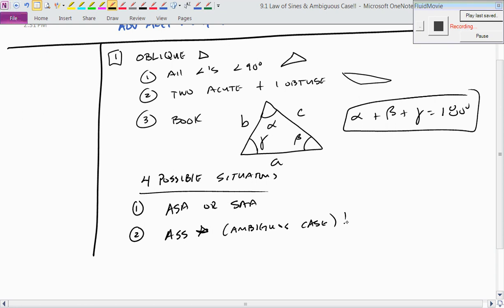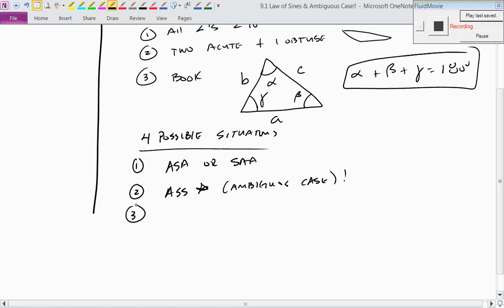Remember back in geometry how you could not use angle, side, side to prove two triangles were congruent, and you never knew quite why? Today we talk about why that is. It's called the ambiguous case, and it's a very important idea. The third one is you could be given side, angle, side for oblique triangles. And the fourth one could be side, side, side.